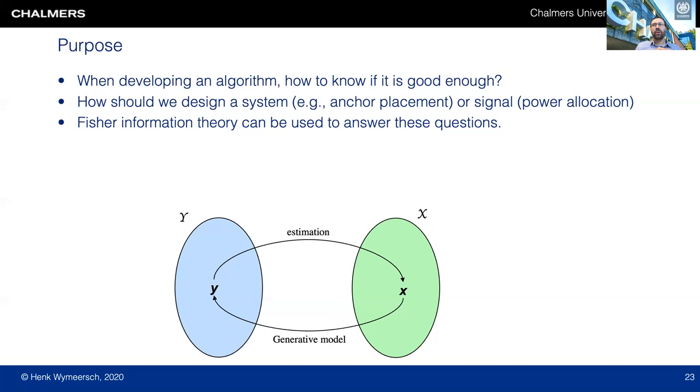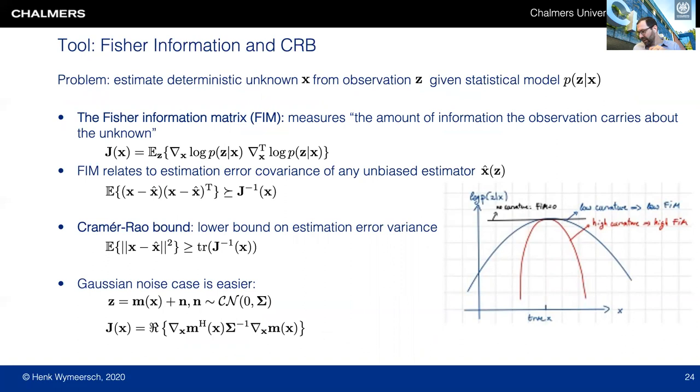So now things will get a little bit more mathematical, and I also will ask you to maybe do a little bit of work, so please pay attention. I'm sorry for the bad quality of this inset figure, but anyway, the Fisher information concept deals with the following problem. You want to estimate an unknown x from an observation, let's call it z, given some statistical model.